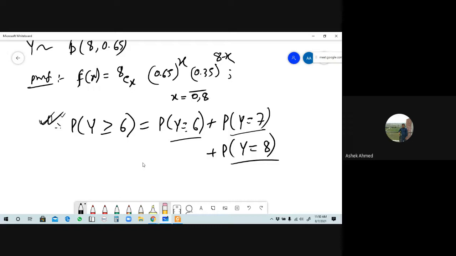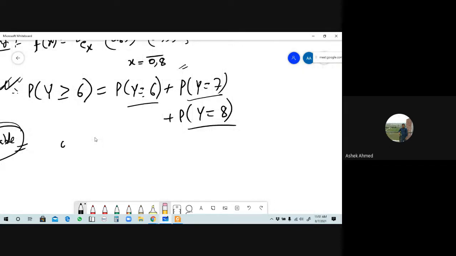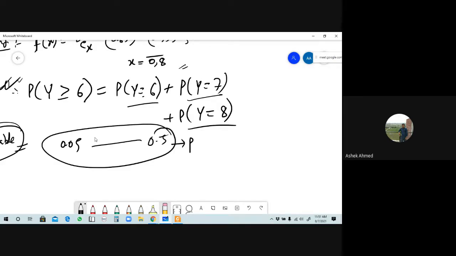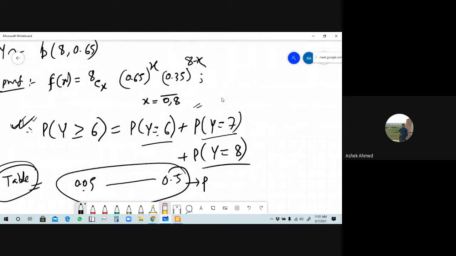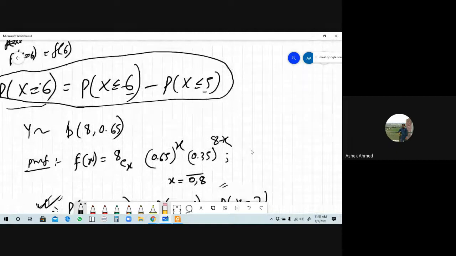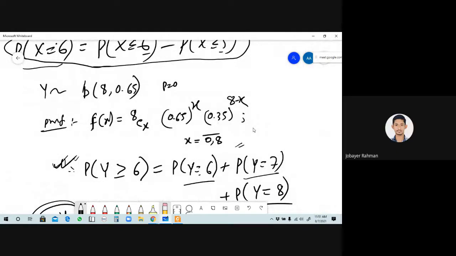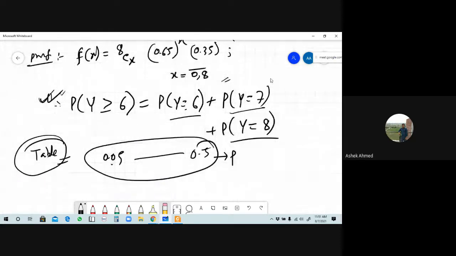But if you want to find this result by using the table, then you will see that the table has probability values between 0.05 and 0.5. These are the values for p, between 0.05 and 0.5. But what is the value of p here? Tell me. The value of p here is 0.65, so this exceeds the values in the table.